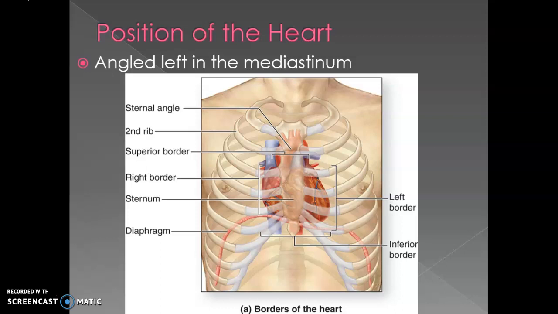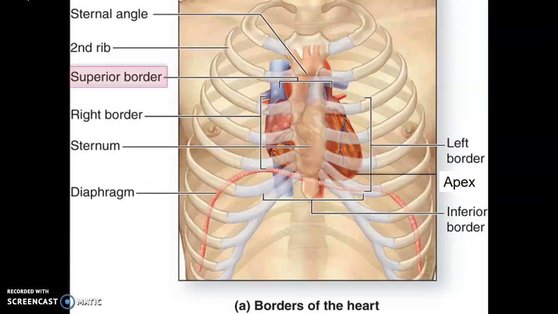In this diagram, we see the superior border of the heart as shown here. We also see the inferior border of the heart. This is the inferior border. We also see the right border of the heart and the left border of the heart. So these are the borders of the heart. We also have a base. The superior part of the heart is called the base, and the inferior pointy part is called the apex of the heart.